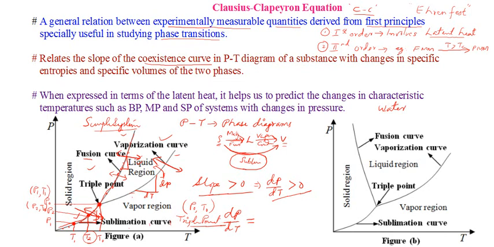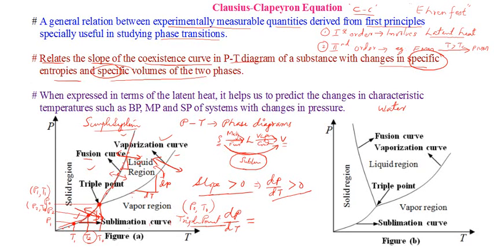Okay, so now you will be able to read and understand the second note. The Clausius Clapeyron equation relates the slope of the coexistence curve in the PT diagram of a substance with changes in specific entropies and specific volume of the two phases. Just note the words here, specific entropy and specific volume.